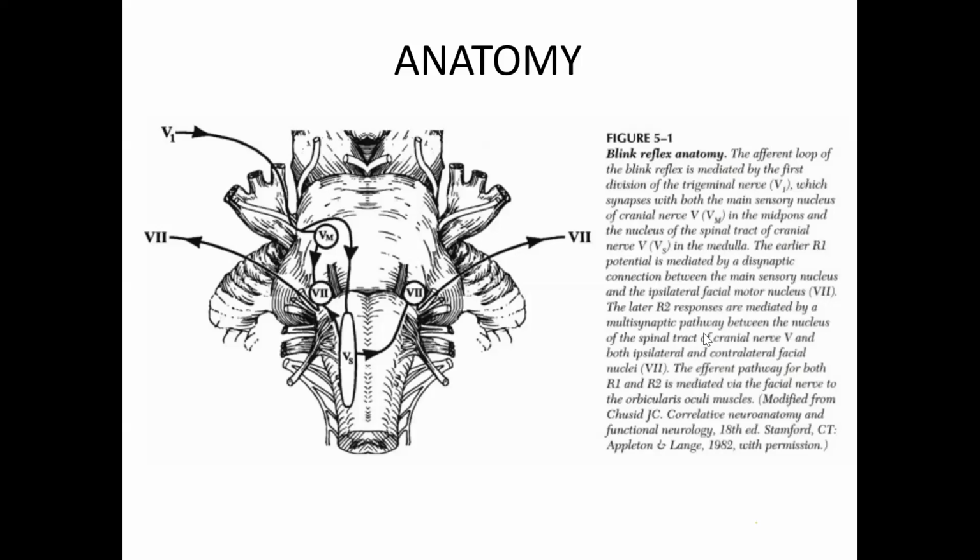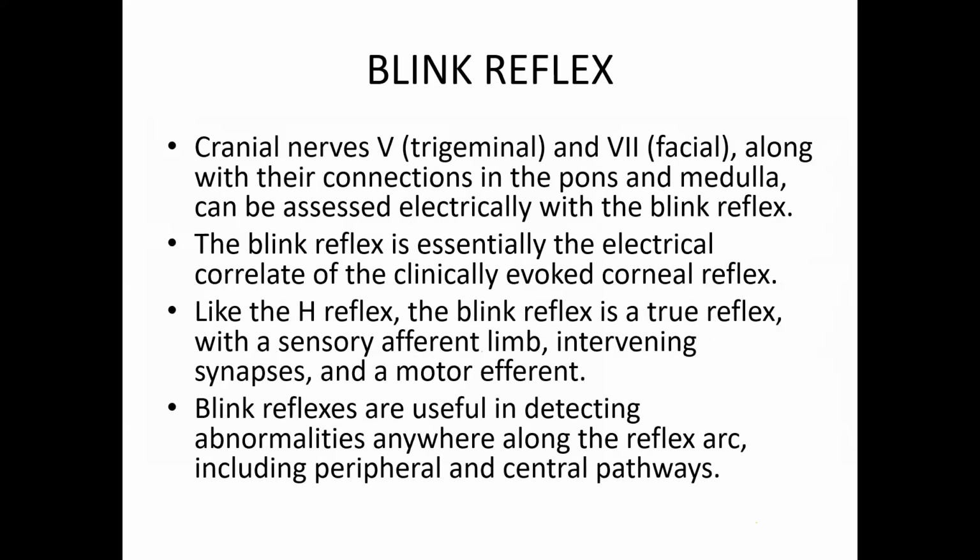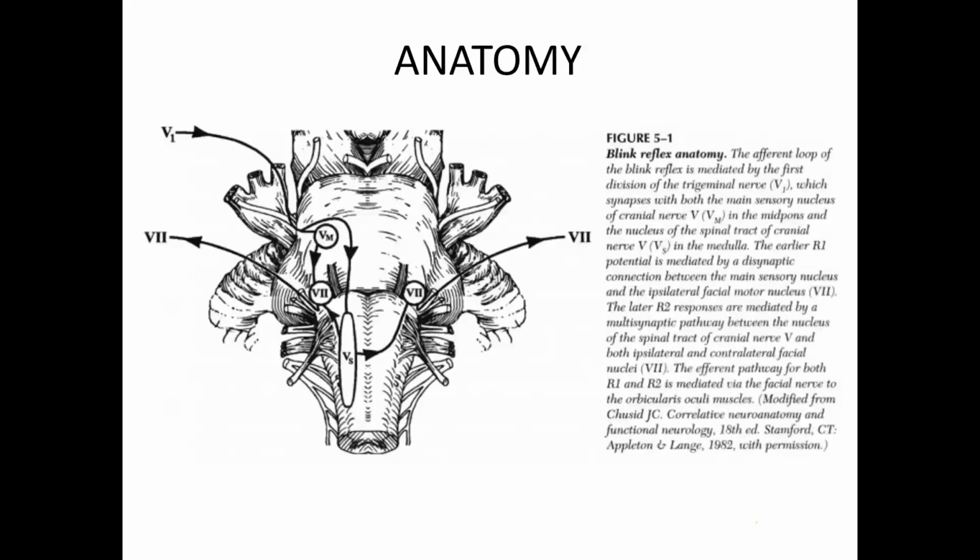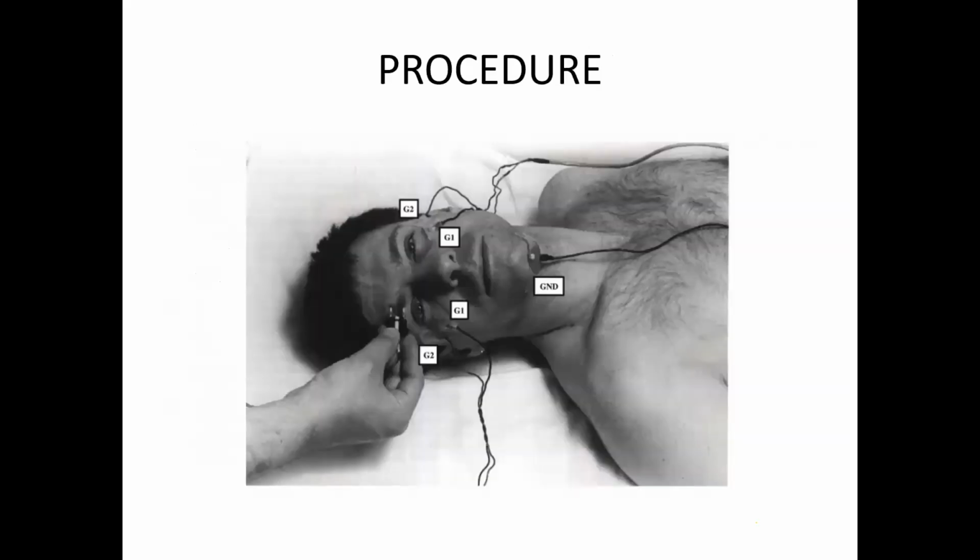So cranial nerves 5th and 7th, along with their connections in the pons and medulla, are assessing the blink reflex. The blink reflex is essentially the electrical correlate of the clinically evoked corneal reflex. Like the H reflex, the blink reflex is a true reflex with a sensory afferent and of course a motor efferent. Blink reflexes are useful in detecting abnormalities anywhere along the reflex arc, including the peripheral and the central pathways. You all must have done this blink response now.